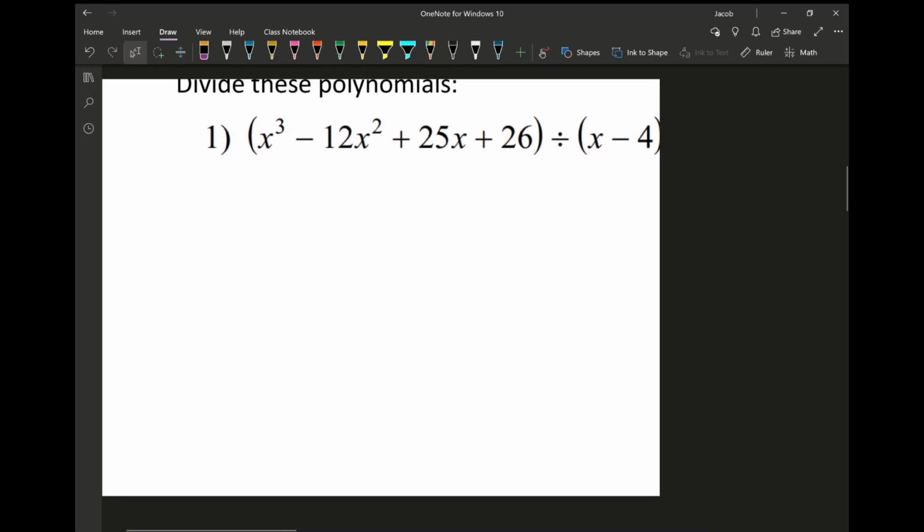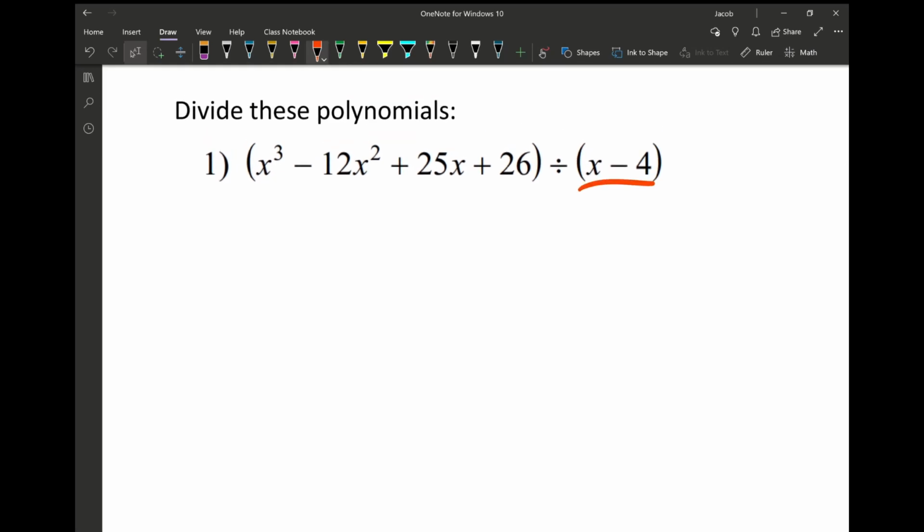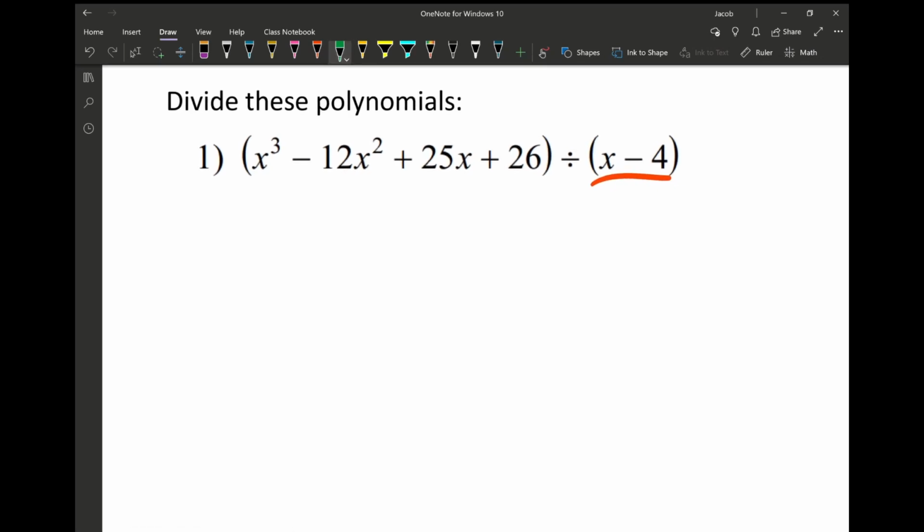So when we start dividing this polynomial, you might notice automatically that this can be divided using synthetic division, and I would definitely use synthetic division here, but I'm going to show you what it looks like as long division, just so you can see some similarities here. So we're going to take x minus 4 and we're going to divide this cubic by x minus 4.